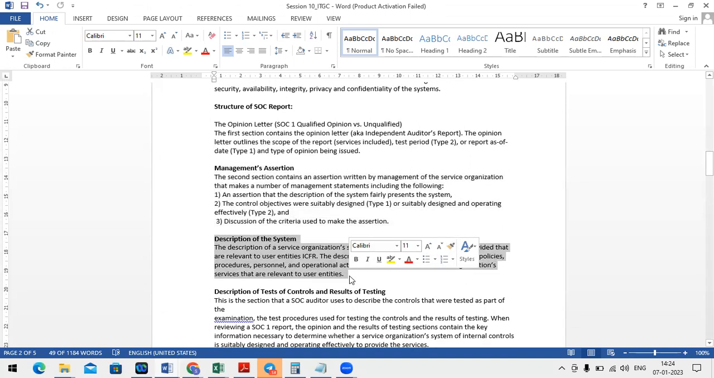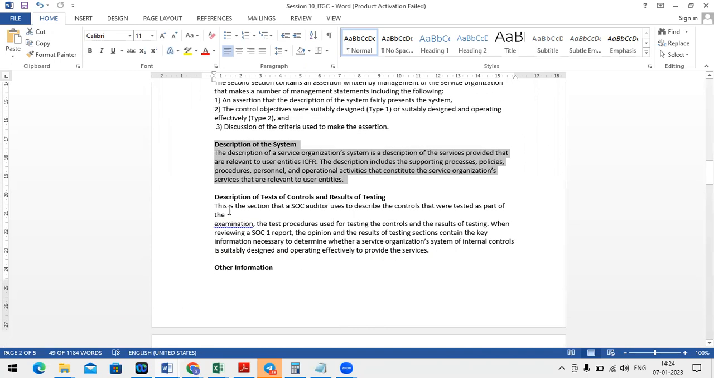Then we have the description of the system, which will be the third section. It will cover what systems are to be tested, what the controls are, what the infrastructure is, and where exactly the location is. All small details should be part of the description of the system.